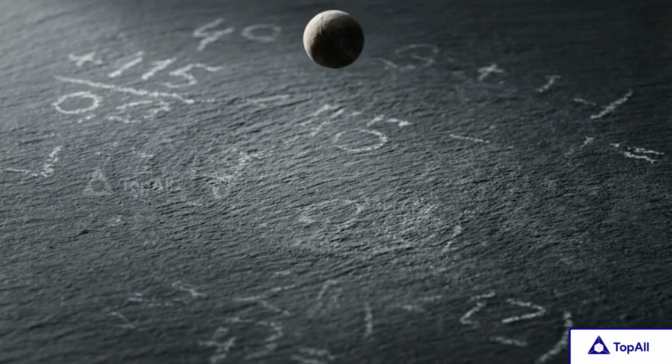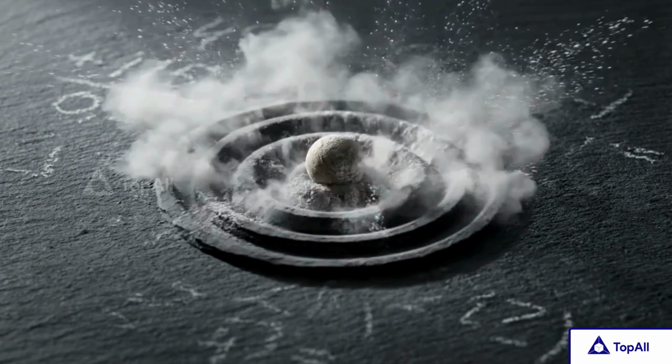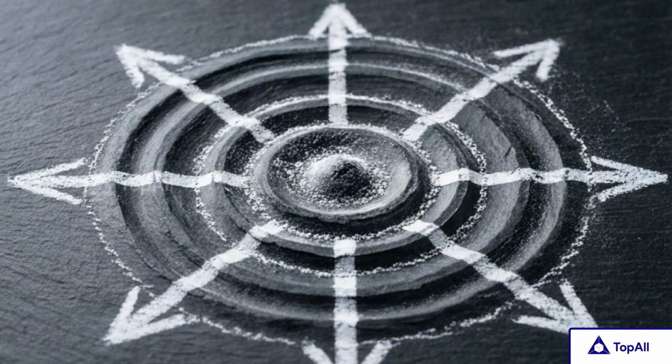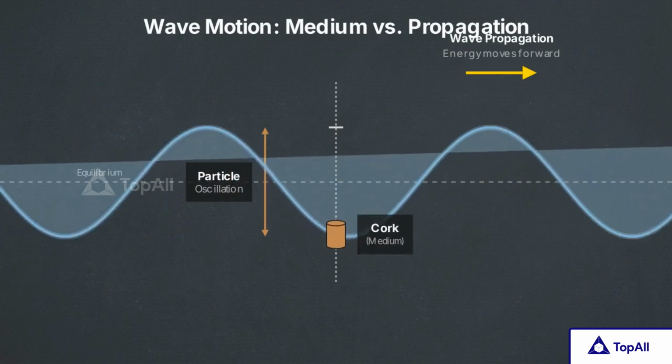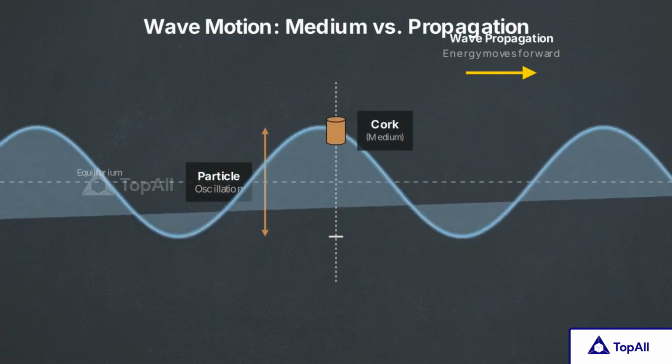Drop a pebble into a still pond, and you will immediately see a series of concentric circles rippling outward from the point of impact. It looks exactly as if the water itself is flowing away from the center. But if you place a few pieces of cork on that disturbed surface, you will notice something specific. The cork bobs up and down, but it does not drift away with the rings. The water mass remains right where it is.